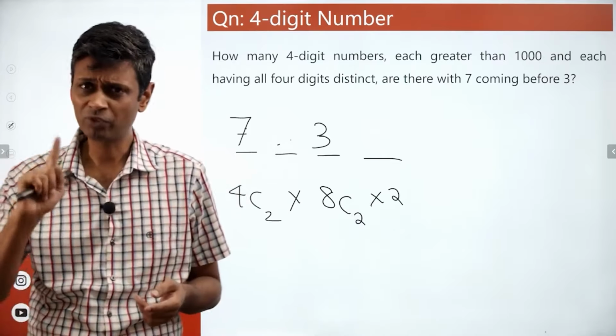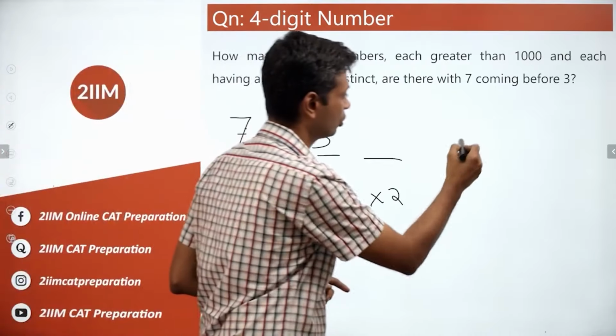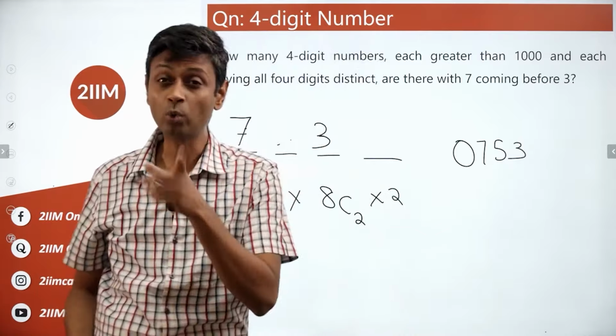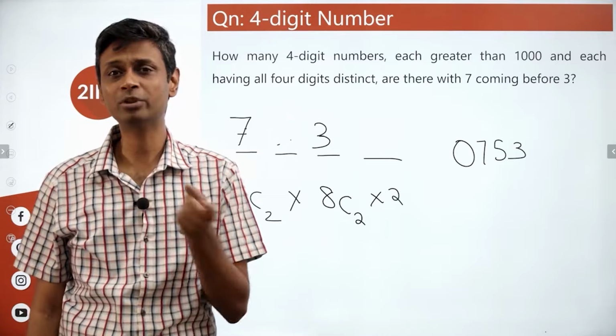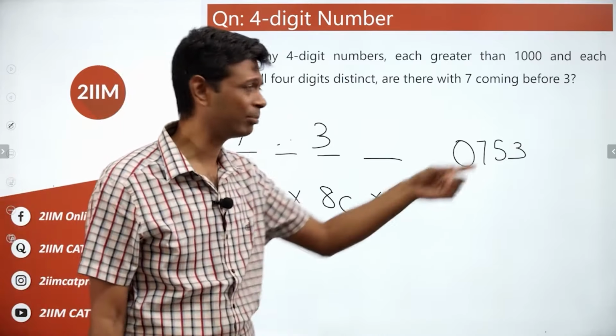Right? What are we missing here? We are additionally counting numbers like 0753. This will get counted, mind you, but this should not get counted. Why should it not get counted? Because this number is not more than 1000. This is not a four-digit number. So from this list, we subtract this.